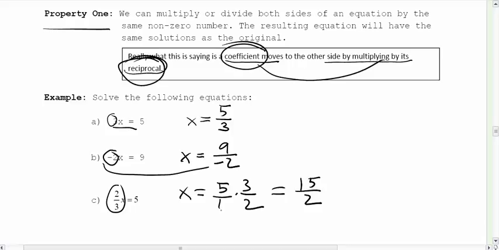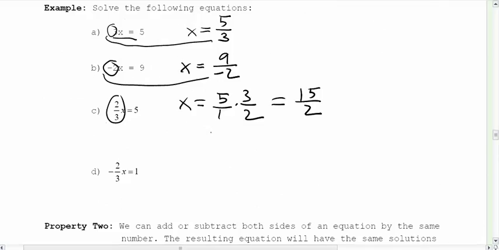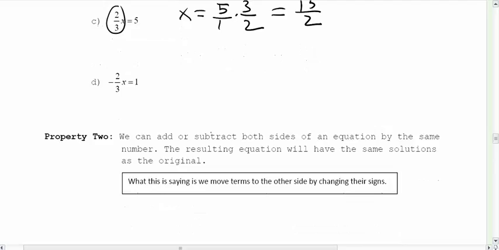So this is simply to show you that you move a coefficient to the other side by multiplying by the reciprocal. Again, most of the problems you're going to be working with are whole numbers right now, if this is your first round with equations and you haven't reached fractions yet.